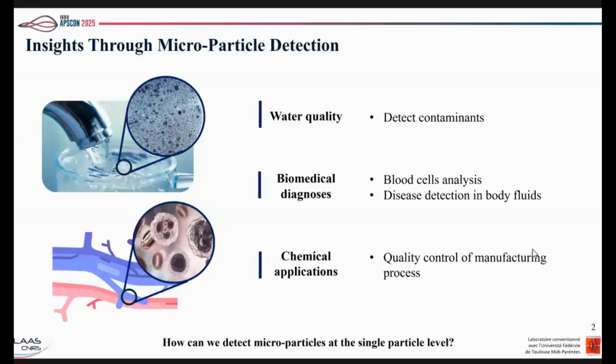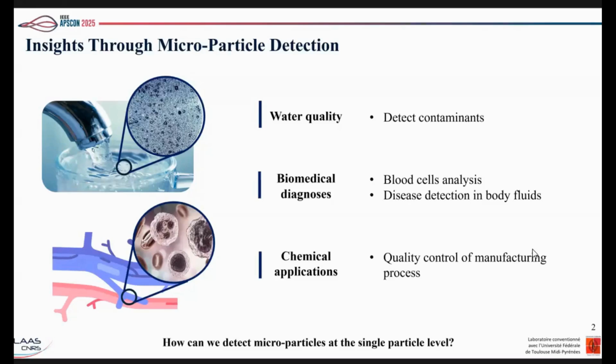So, the motivation behind this work, and why this is important for us, lies in the different implications of detecting microparticles at a single particle level. For example, if we have a sample of water, it enables us to detect microplastics in the case of potable water. If we have a sample of any body fluid, we can perform plenty of different analyses, for example, detect cancer cells in a sample of blood. And this analysis also enables us to perform quality control of different manufacturing chemical processes.